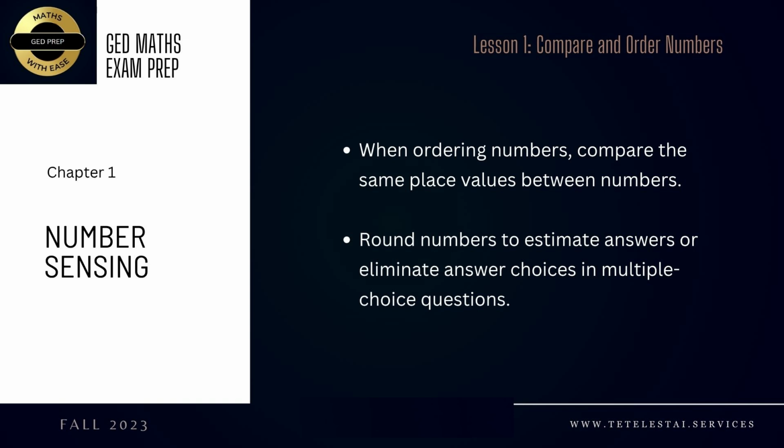And we'll talk about that more extensively this evening. So when you're ordering numbers, always compare the same place value between numbers. And sometimes when you're comparing numbers using place values, you need to decide which value among the group of numbers you have is the largest.